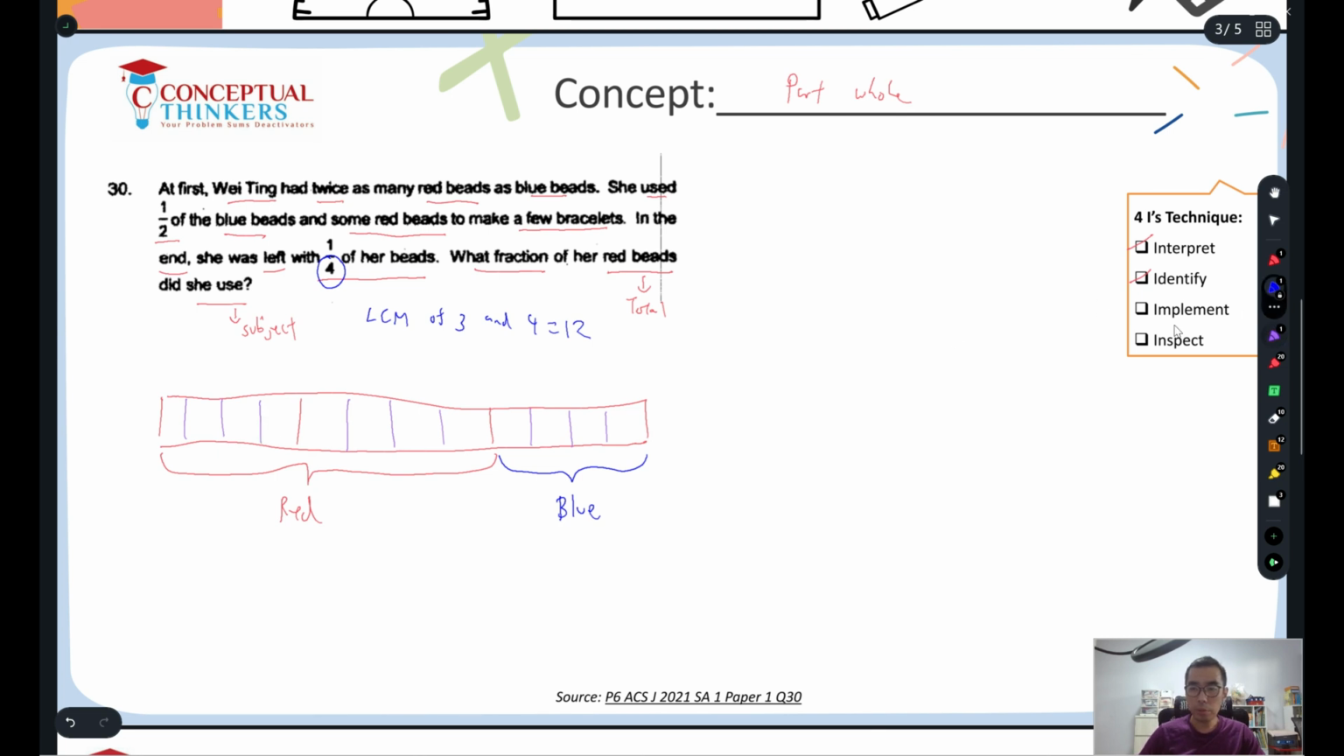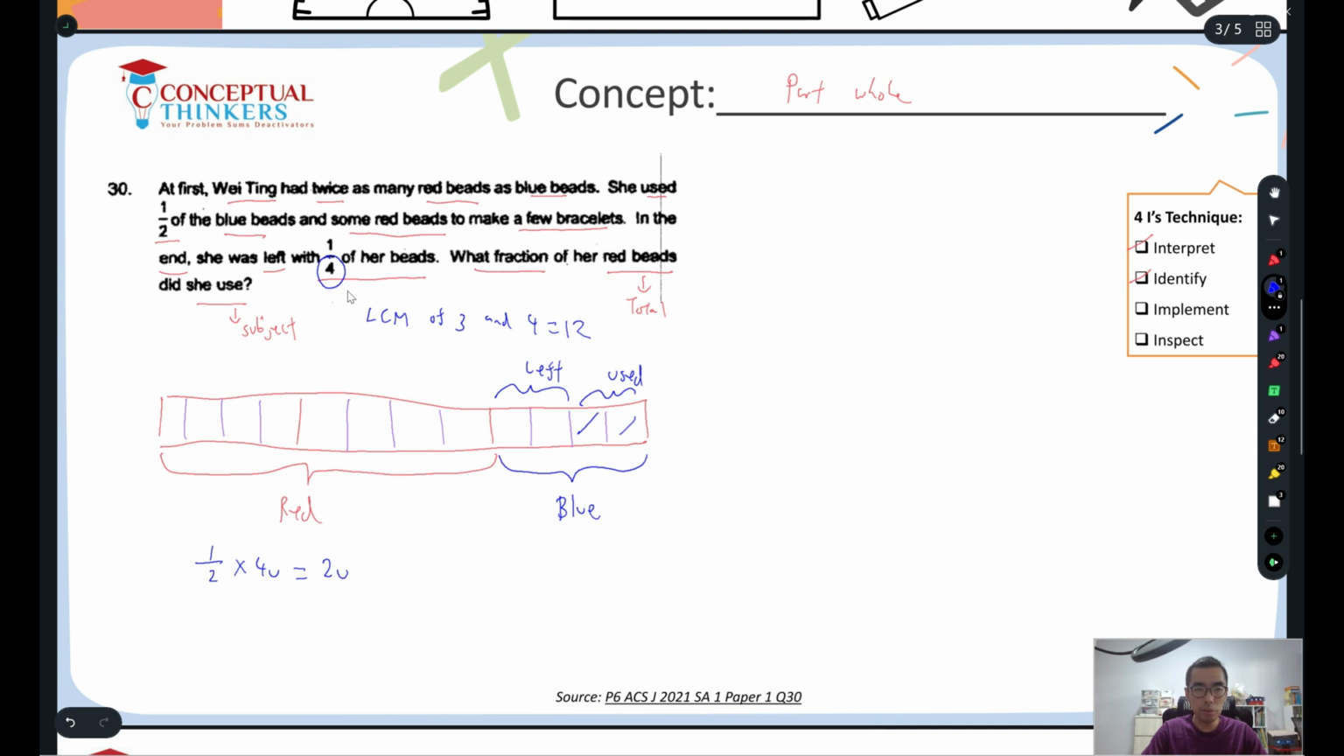Okay, so from here I'll start to interpret this half. Out of these 4 units, half of them was used. So I'll take half times 4 units. This will give me 2 units. So 2 of them will be used. This will be the leftover. In terms of the red, we don't know. So right now we can't do anything to the model.